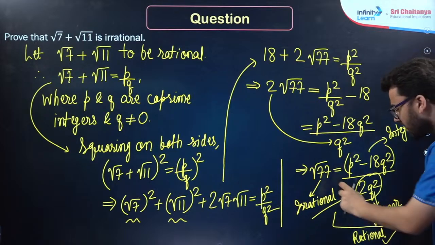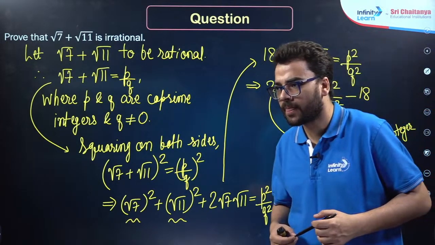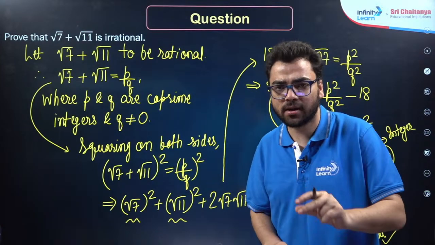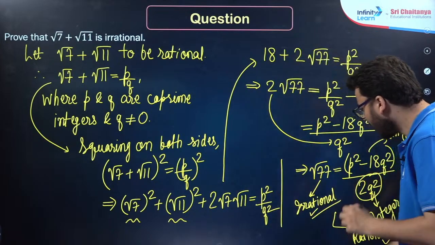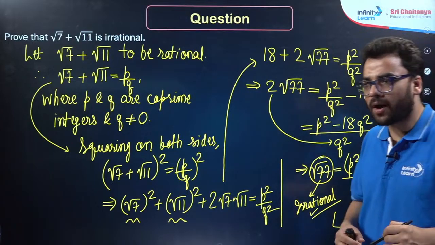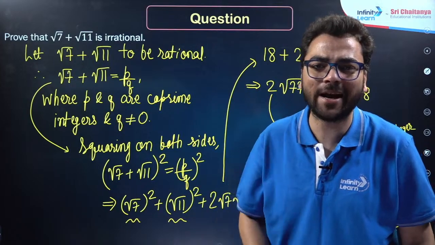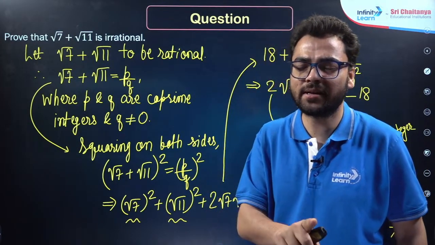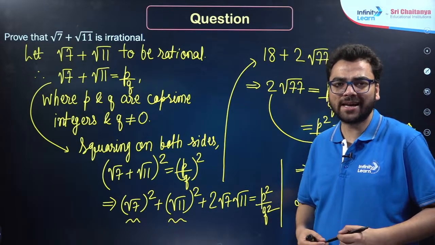Now you see, this is a contradiction. An irrational number cannot be equal to a rational number. You got that logic? Even if it is not given in the question, because 77 is not a perfect square number, you can write one sentence over here that root 77 is irrational because the square root of a non-perfect square number is an irrational number. That one sentence would suffice. You don't have to separately prove root 77 to be irrational. You got that? That one sentence would be enough. That square root of a non-perfect square number is an irrational number.